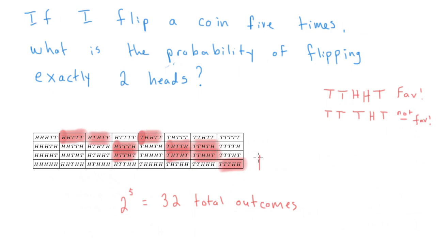So the probability of flipping exactly 2 heads is, well, 10 over 32. Favorable outcomes divided by the total outcomes, and that is about 31%. So about 31% of the time, if I flip 5 coins, then I'll get exactly 2 heads.